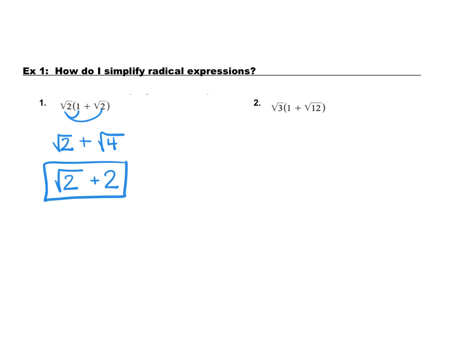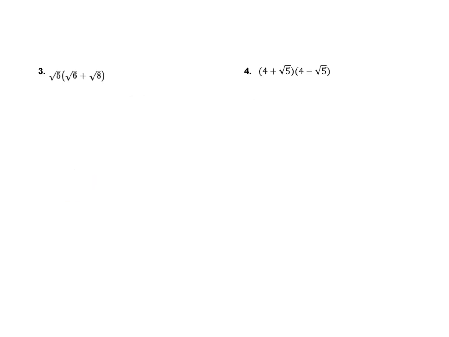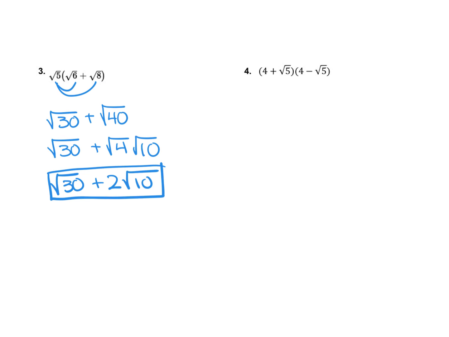All right, for time purposes, we're going to skip number 2 and go on to question number 3. So go ahead and pause the video and simplify this expression, and then once you're done solving, resume the video and check your work. After distributing the square root of 5 and then simplifying, you should have gotten the answer, the square root of 30 plus 2 times the square root of 10.